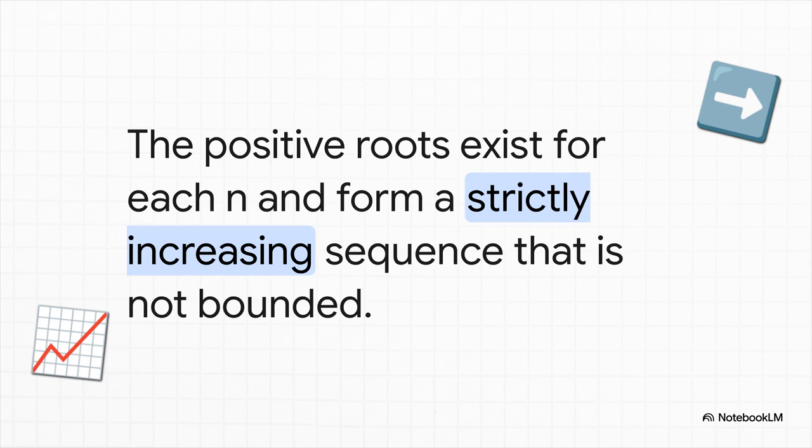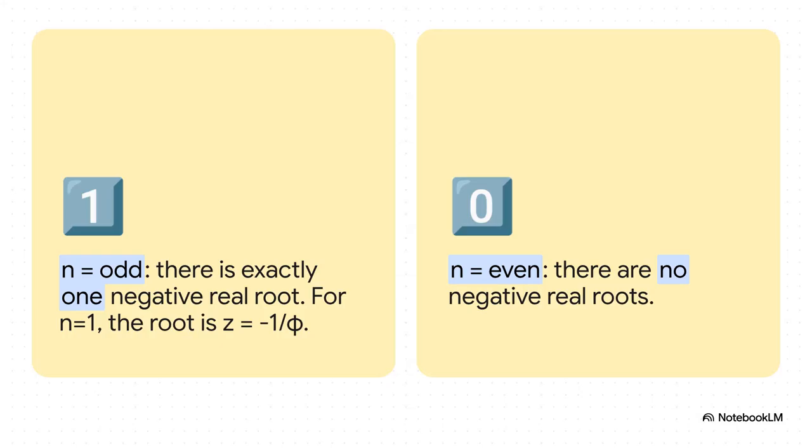What's happening on the negative side of the number line? Well, here things get a little weird. When n is an odd number, we find exactly one negative root. But when n is an even number, that negative root just vanishes. Poof, it's gone. It's like this mathematical game of now you see it, now you don't.